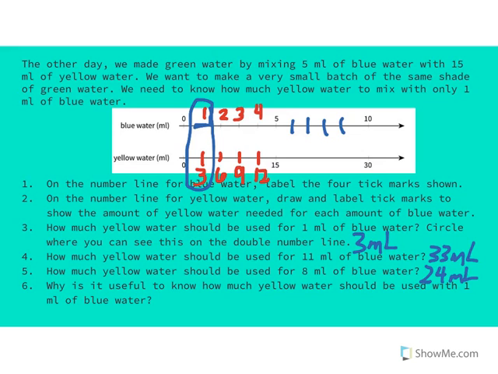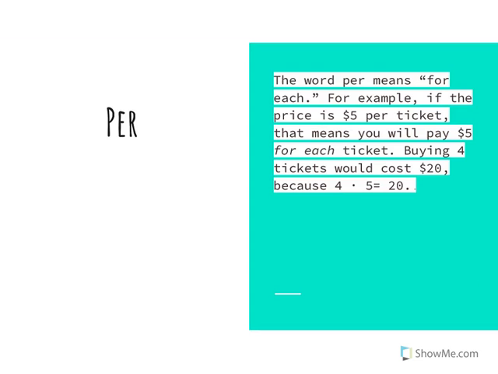Why is it useful to know how much yellow water should be used with 1 milliliter of blue water? Because we want to know the equivalent ratio, so that way we get the same color every single time.